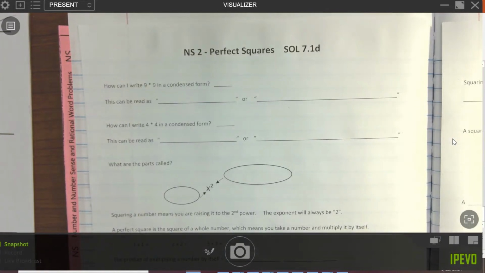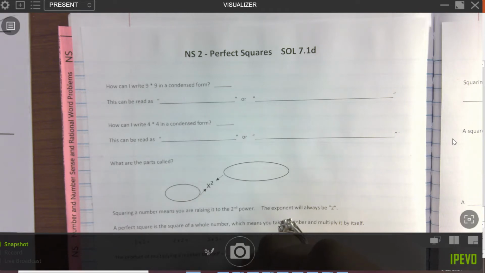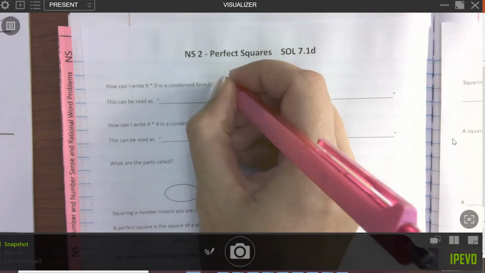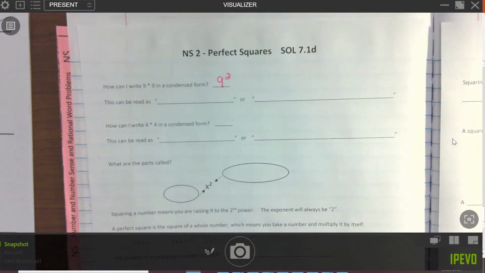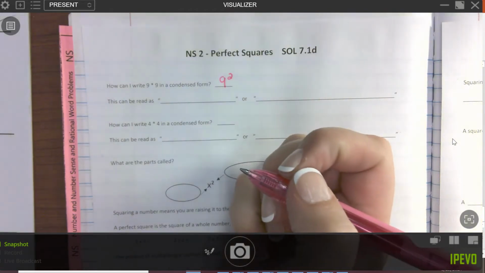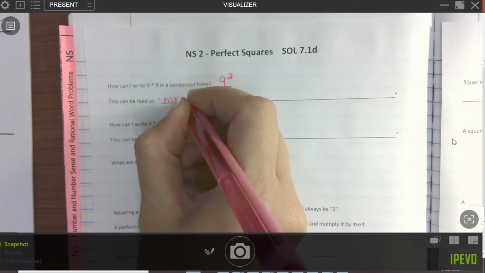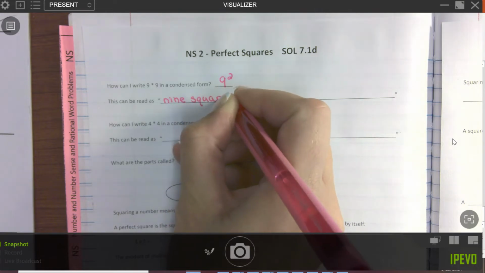So if we wanted to similarly write 9 times 9 in condensed form, you actually could look back at your paper and see what we wrote, but we would use that little 2 in the upper right hand corner. So you would write it like this. And that little 2 again means that you are multiplying the number by itself. Now you would read this as, and I think I said this when we were doing our graph paper, 9 squared. So we're going to write out all of that so you know exactly how you would say it.